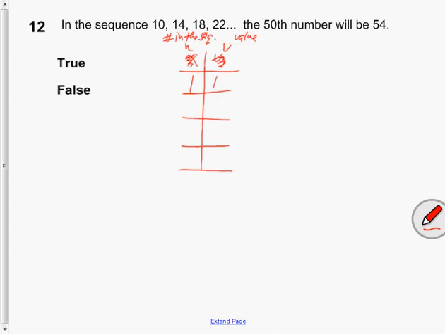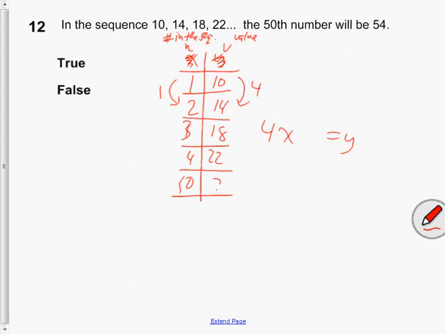So the first number in the sequence is 10, and the second number is 14, and the third number is 18, and the fourth number is 22. What would the 50th number be? So we're going to find the equation that shows the relationship between x and y. Here we have it going up by 4, and here we have it going up by 1. And the difference in y, in this case the value, divided by the difference in x, which is the n, will give us the coefficient.